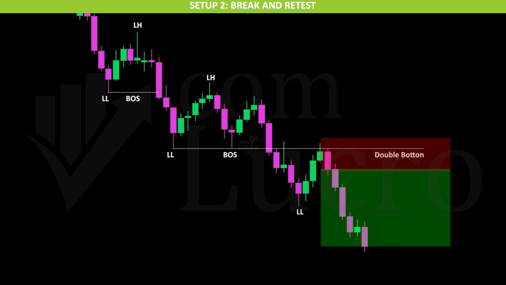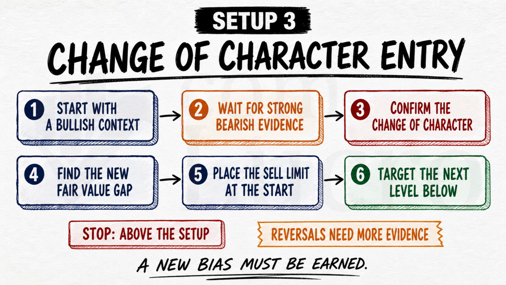Both of those assume the condition continues. The next two assume it is ending, which is why they demand more evidence. Setup number 3 is the change of character entry.